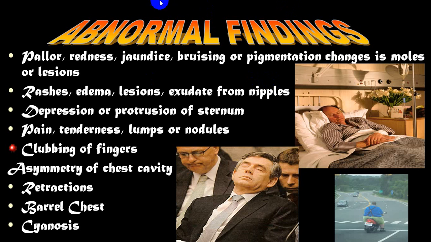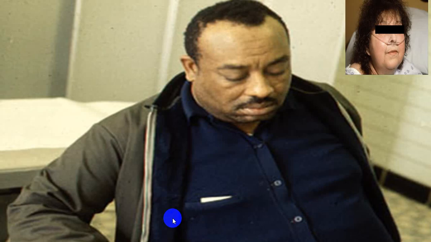Someone can ask you this as a part of general examination. In the skin you look for pallor, jaundice, any bruising, pigmentation, redness, any lesions, rash, edema, exudates from nipple, any depression or protrusion of the sternum. These are part of the inspection in a respiratory system. Pain, tenderness, lump, nodules, clubbing, retraction, barrel shaped chest, cyanosis, etc. A good number of times this is included. You can see here the person, even in a standing posture, is sleeping. This is sleep apnea syndrome.